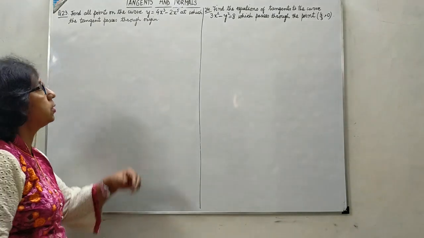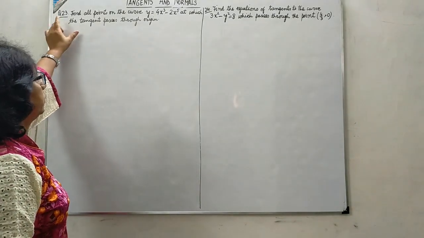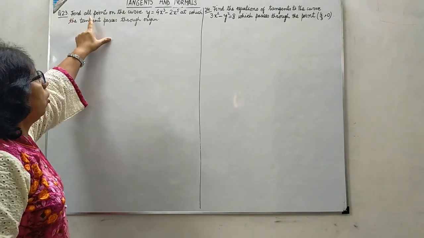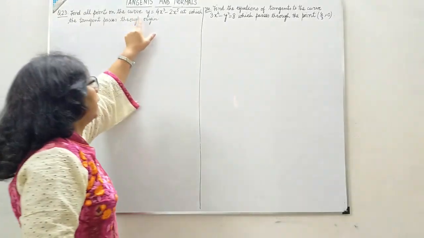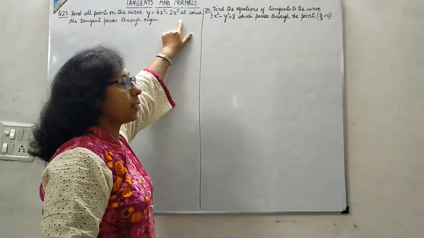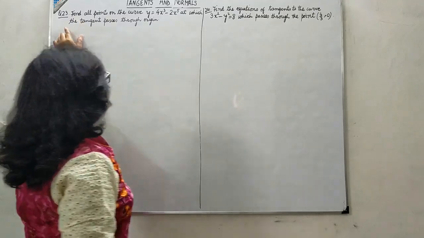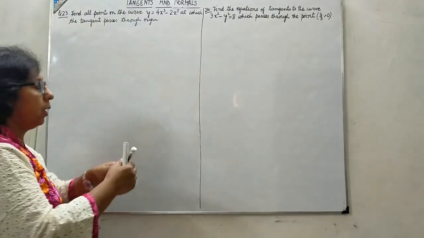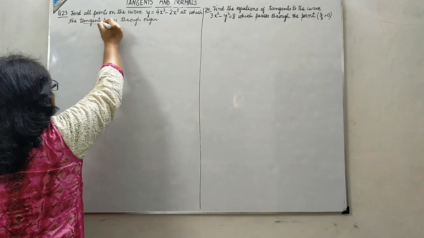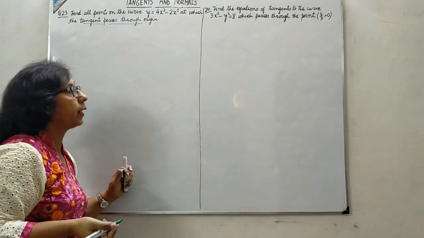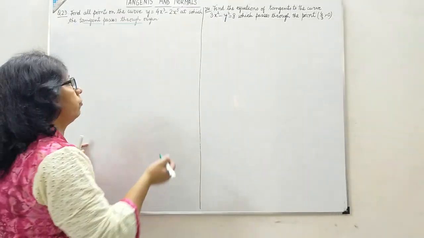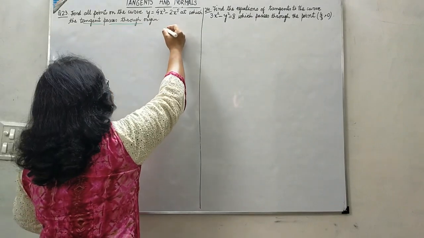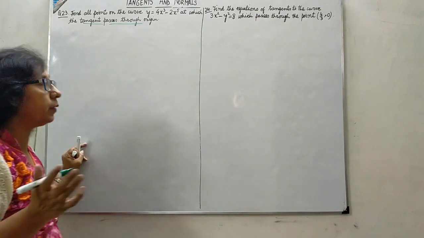Taking some more questions which are entirely different from the previous ones. Find all points on the curve y equal to 4x cube minus 2x to the power 5 at which the tangent passes through origin. Now what does it mean? We were earlier given the point of contact or whatever the condition given, we want to find the point of contact and use it later on to find the equation of tangent.